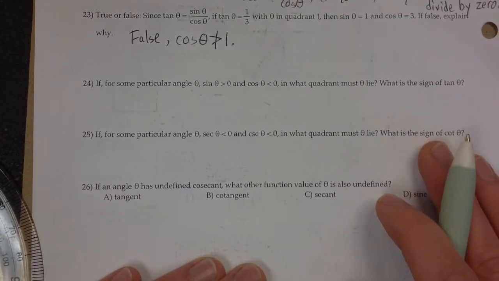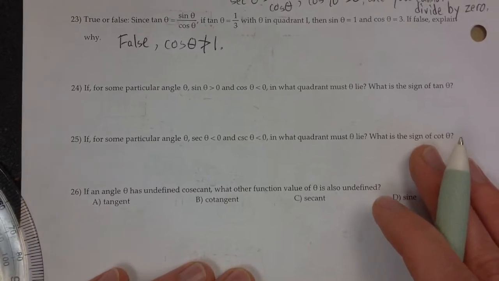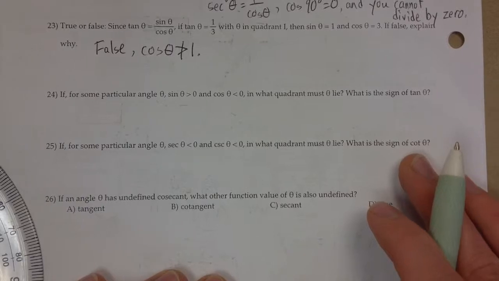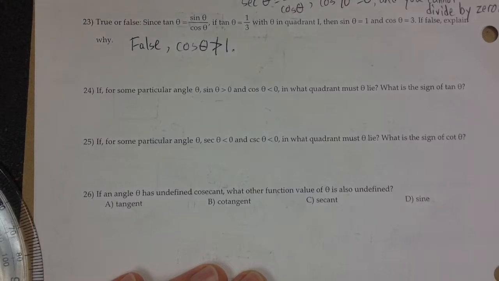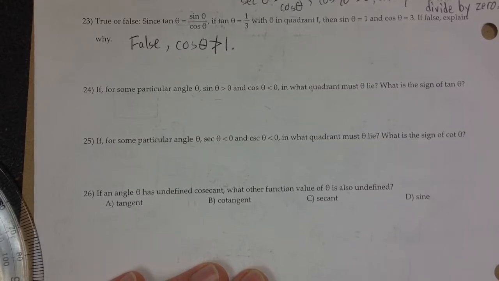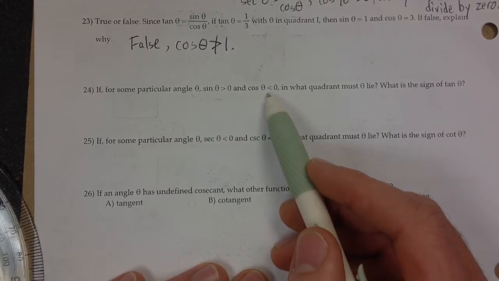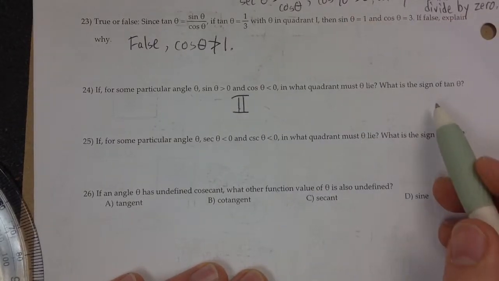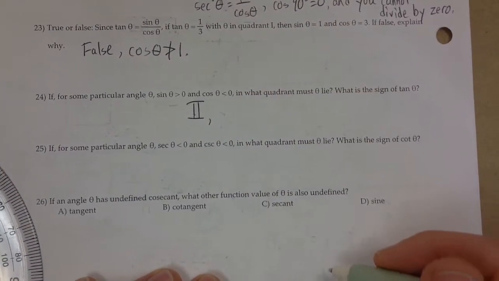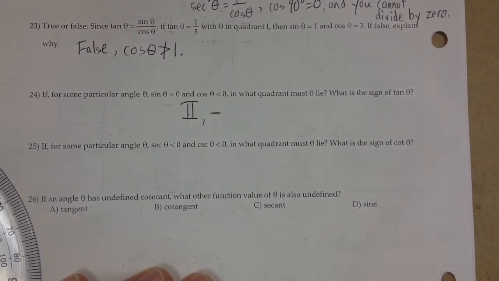Next, 24. If for some particular angle, theta, sine of theta is positive and cosine of theta is negative, in what quadrant must theta lie? I'm going to go with 2. Positive sine, negative cosine, quad 2. What's the sign of tan in quad 2? Negative. So it's just a Santa Claus problem.